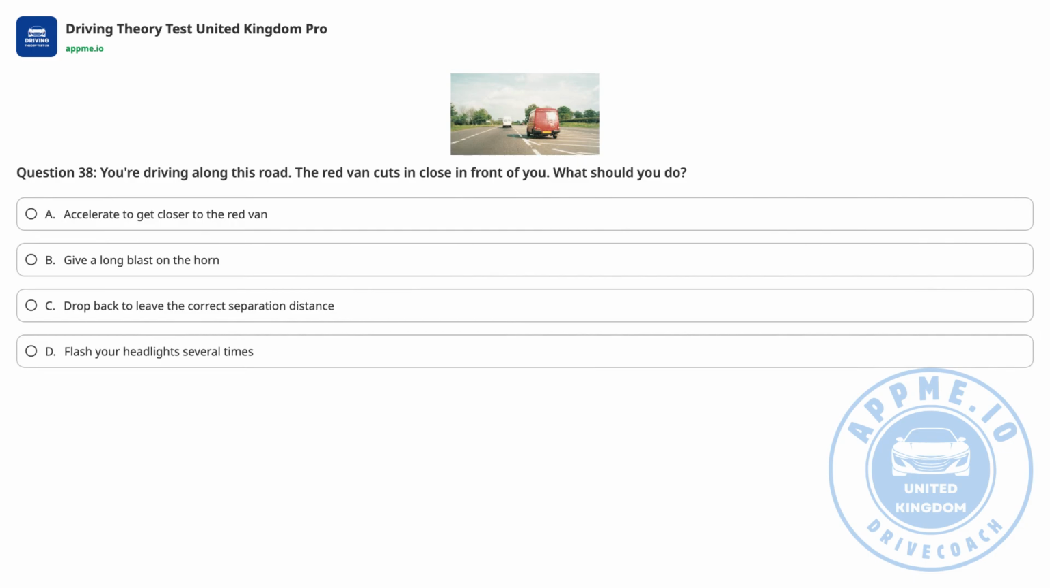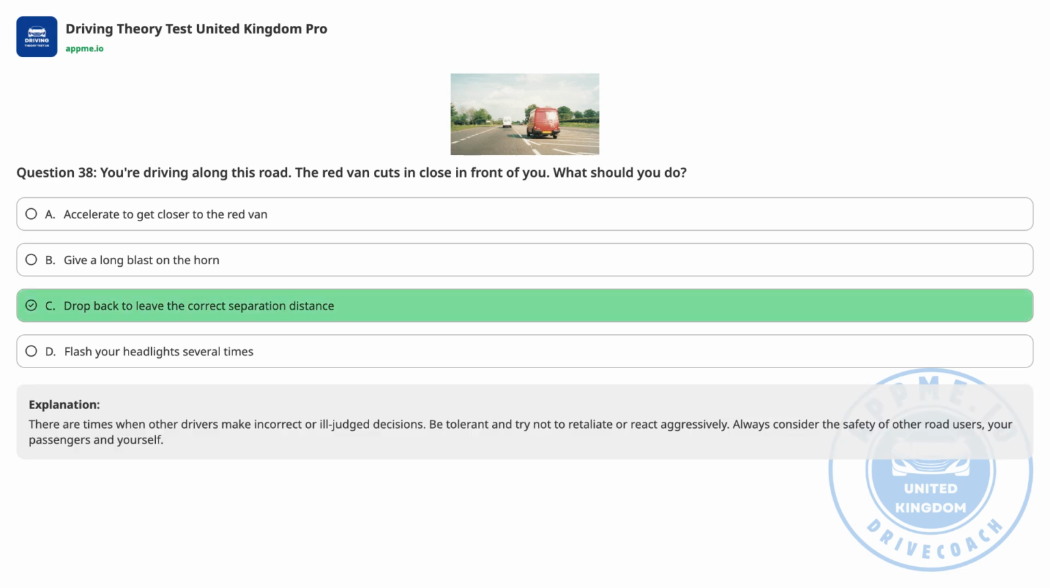Question 38. You're driving along this road. The red van cuts in close in front of you. What should you do? A. Accelerate to get closer to the red van. B. Give a long blast on the horn. C. Drop back to leave the correct separation distance. D. Flash your headlights several times. The correct answer is C.